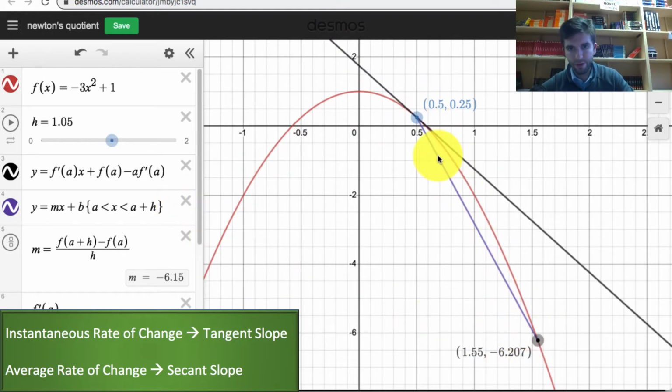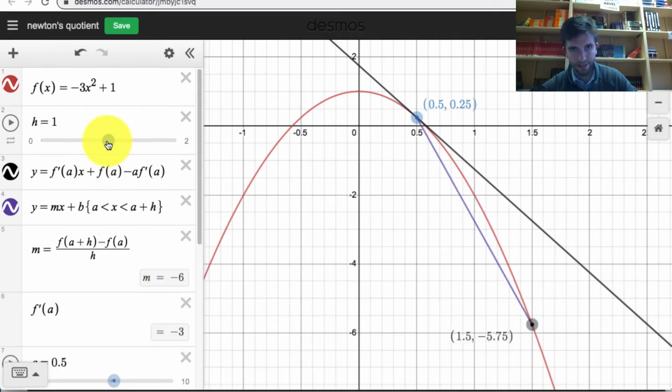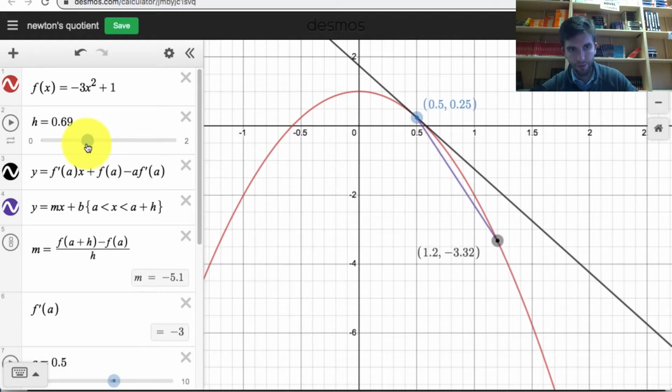Well, if we look at the slope of this purple line, which I have calculated here, negative 6.15, and compare that to the slope of the tangent line, which I have calculated here as negative 3, watch what happens when I slide this point closer to this blue point here. Watch what happens to the slope of the secants compared to the slope of the tangent. As I move it closer, the slopes of the secant are getting closer and closer and closer to matching the slope of the tangent. Okay, so you say, well, why not just move the points right on top of each other?